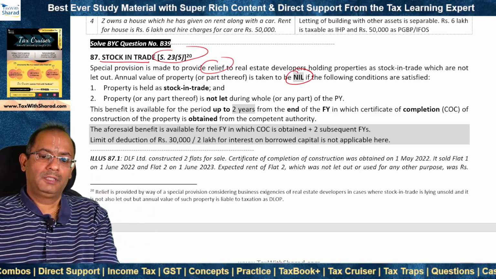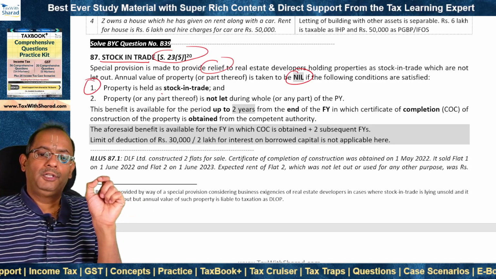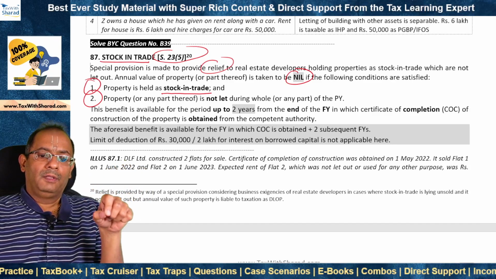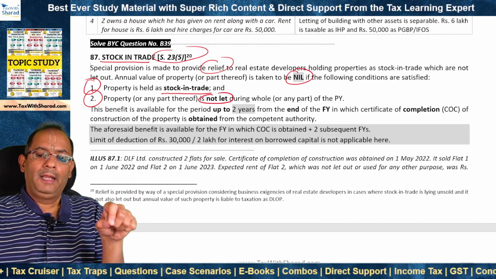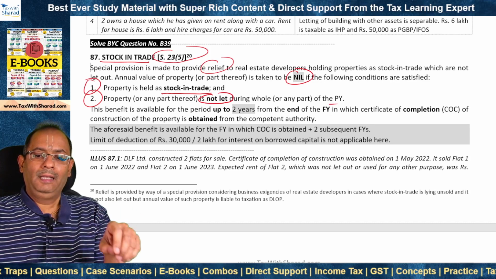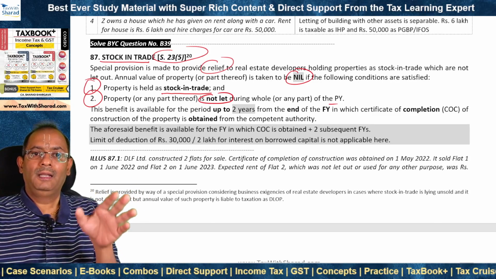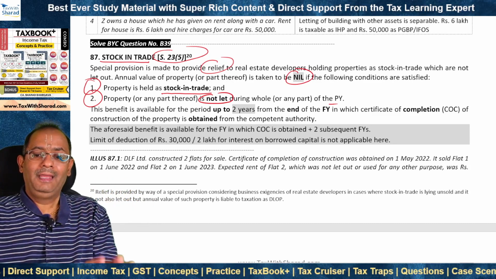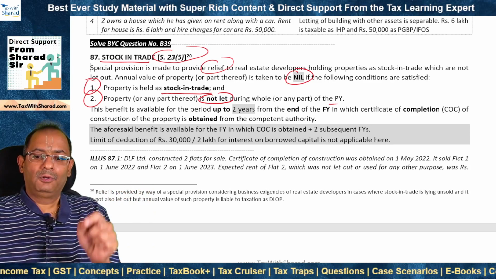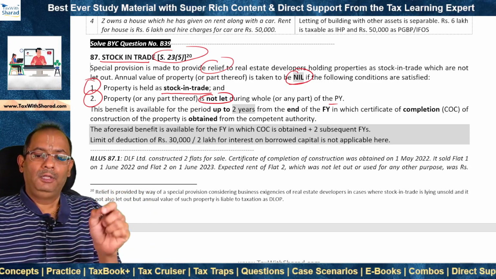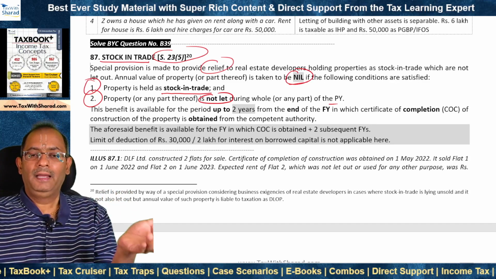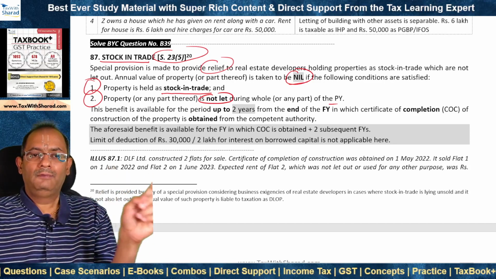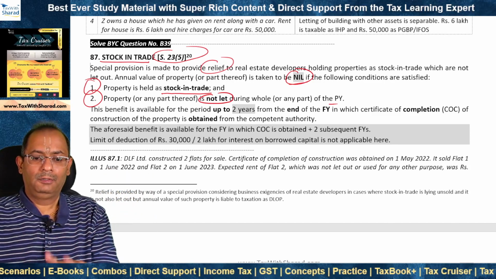However, there are two conditions which need to be satisfied. One, the property should be held as stock in trade, that means meant to be sold. Second, the property or any part thereof is not let during the whole or any part of the previous year. That means the real estate developer should not be deriving any benefit or advantage out of such stock in trade which is lying with him. In that case, relief is provided to the effect that the annual value will be taken as nil. And therefore, either the income under the head house property for that stock in trade will be zero, or if there is interest, then it will be a loss on account of deduction of interest.